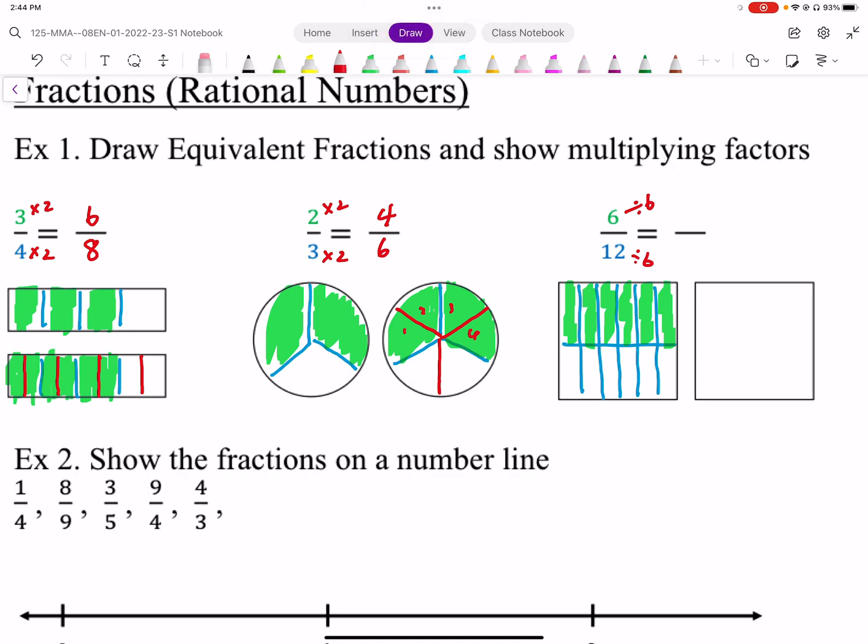And when I do that, my original fraction now becomes 1 part. That all becomes 1 part out of 2 parts whole. So then I end up with 1/2 as my simplified fraction.